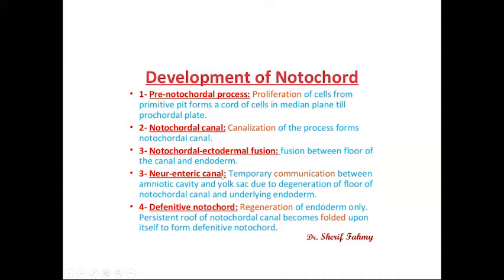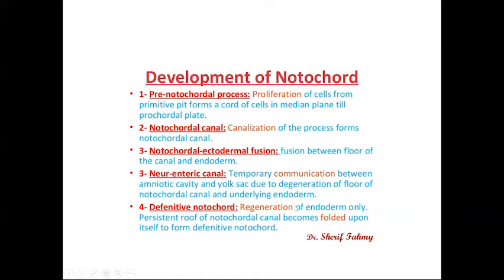Then you have the entire neuroenteric canal. This is the temporary communication between the amniotic cavity and the yolk sac, because the floor of the canal has degenerated. There is a direct communication from the amniotic cavity through the pit to the neuroenteric canal, and then into the yolk sac. Degeneration of the floor of the notochordal canal and the underlying endoderm.